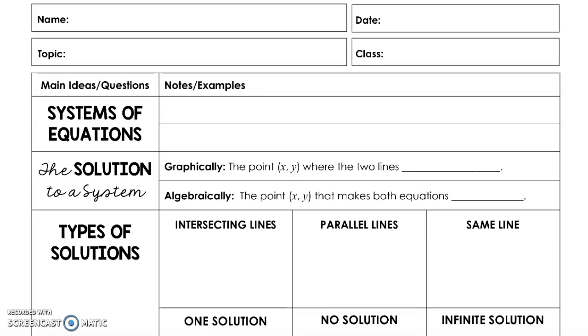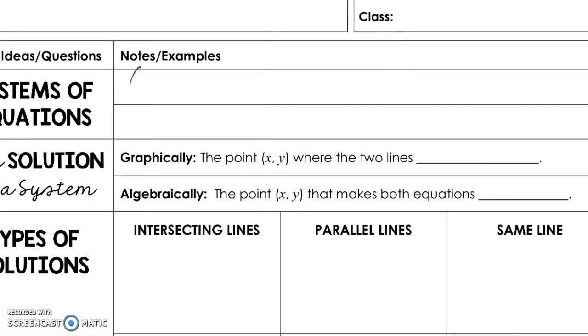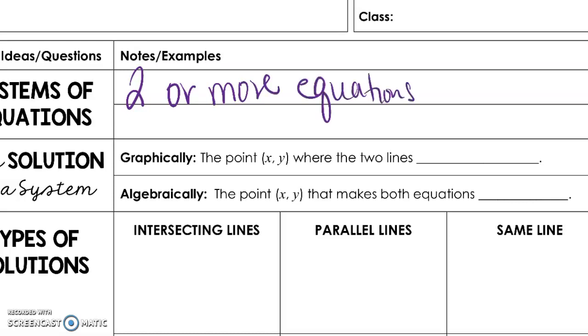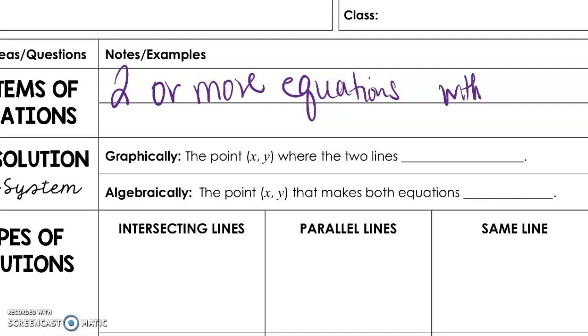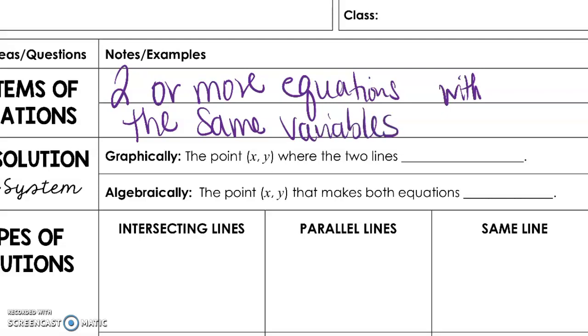In Unit 5, we are going to be looking at solving systems of equations and eventually inequalities. We're going to start with systems of equations. So what this is, is two or more equations with the same variables. And what happens is you are solving them at the same time.